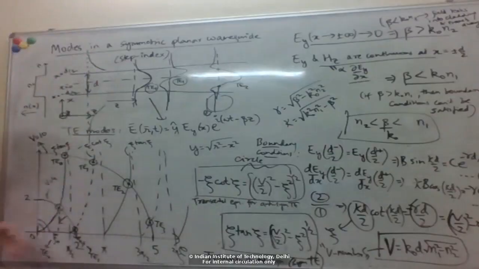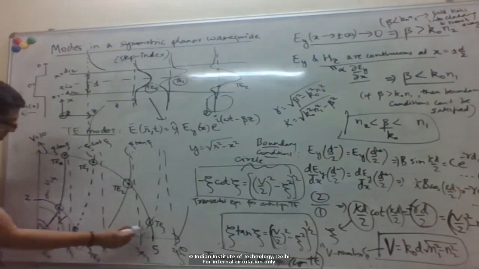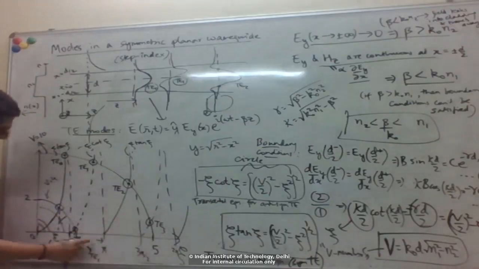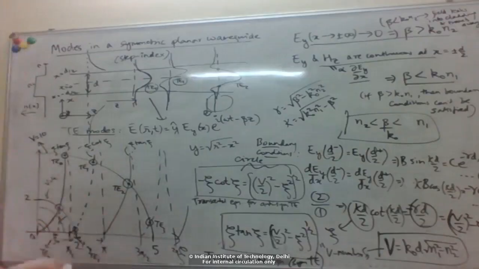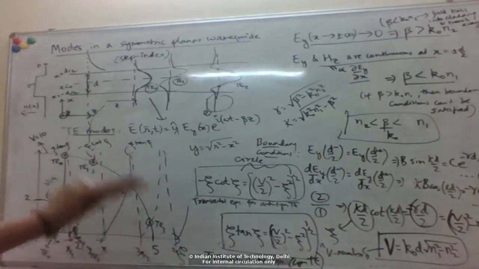right? But the next mode will only exist if this radius, which is V by 2, is greater than pi by 2, right? So if V by 2 is less than pi by 2, you don't have the next mode. The next mode only shows up when the radius becomes more than pi by 2, right? And you can extend the same argument to the next mode, right? So as V by 2 increases by pi by 2 every time, you introduce a next mode. Or equally, when you increase V by pi, you introduce another mode.